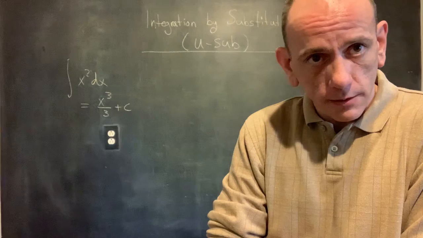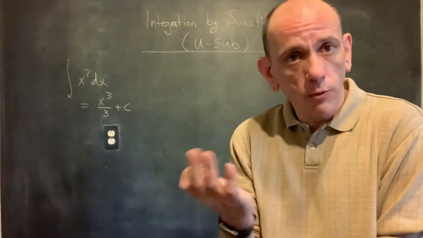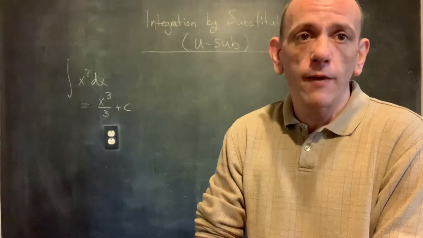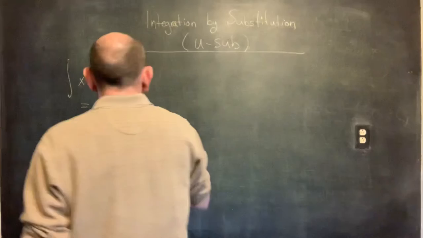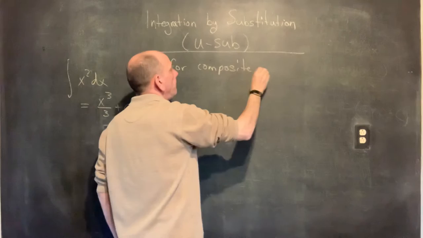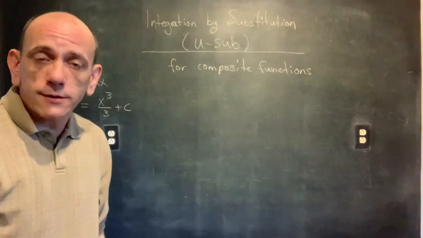Okay, it's the analog of the chain rule. So chain rule for derivatives, u substitution is the analog of that chain rule for integrals, so composite functions. So it's for composites. That's what I mean by something that's slightly more complicated than just a basic rule.